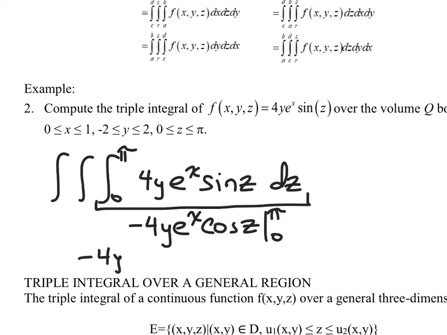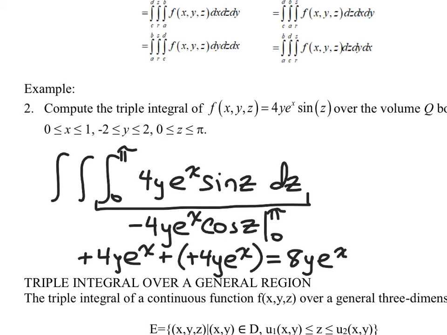So negative 4y e to the x cosine of pi is negative 1, so that makes this positive, minus negative 4y e to the x cosine of 0, which is 1. So two negatives give me a positive here. I'm looking at 8y e to the x.